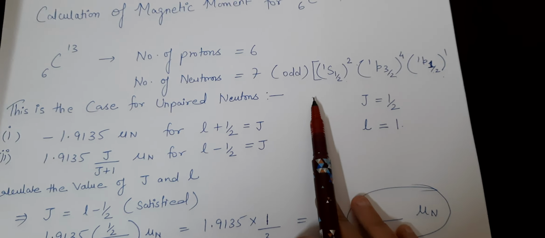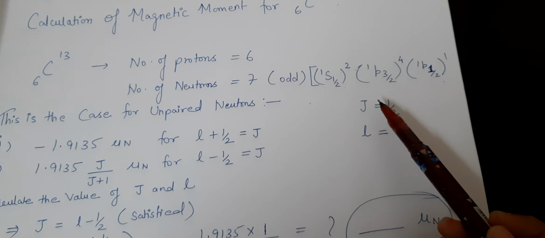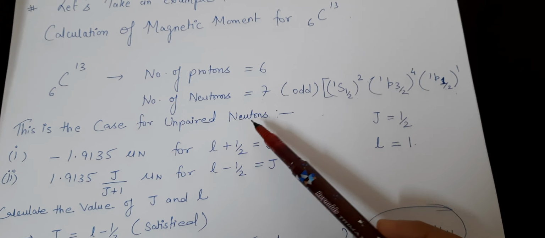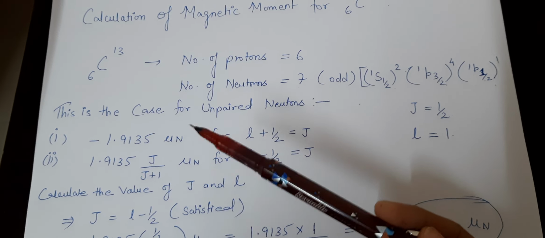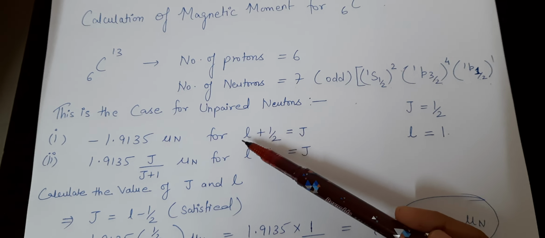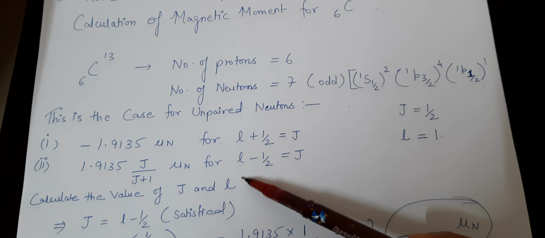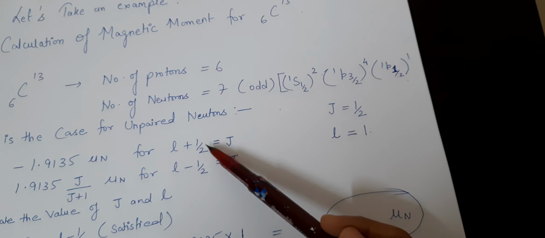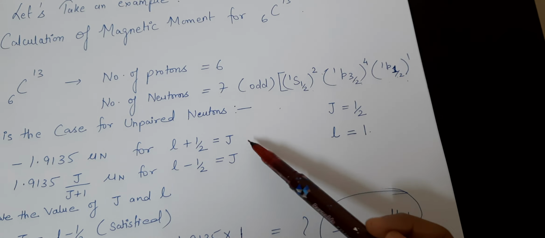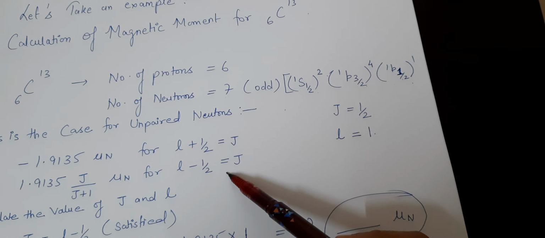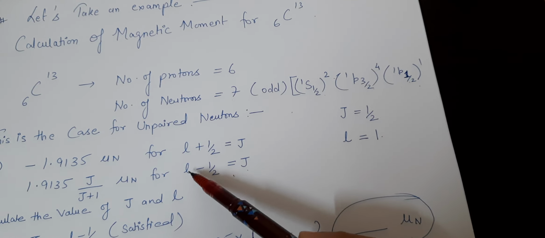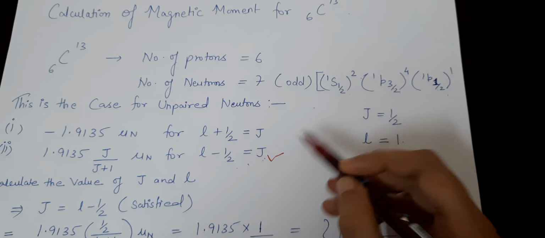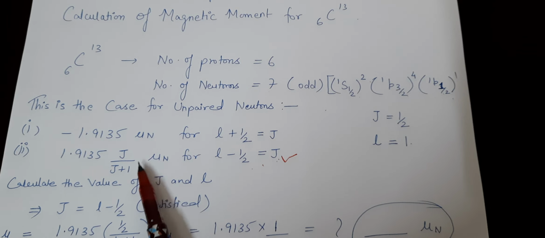What's next? The next is we have to satisfy the condition, and what is the case here? Neutrons are odd in number, so we have to take the case of unpaired neutrons. In the case of unpaired neutrons, we have two possibilities: either L plus half or L minus half. So which one is satisfied here? You have the values of J and L, so try to satisfy your values with these two cases. I think this one is satisfied: J is half and L is 1. L minus half is half, and the J value is half. So this one is satisfied. So you have to go with this formula.